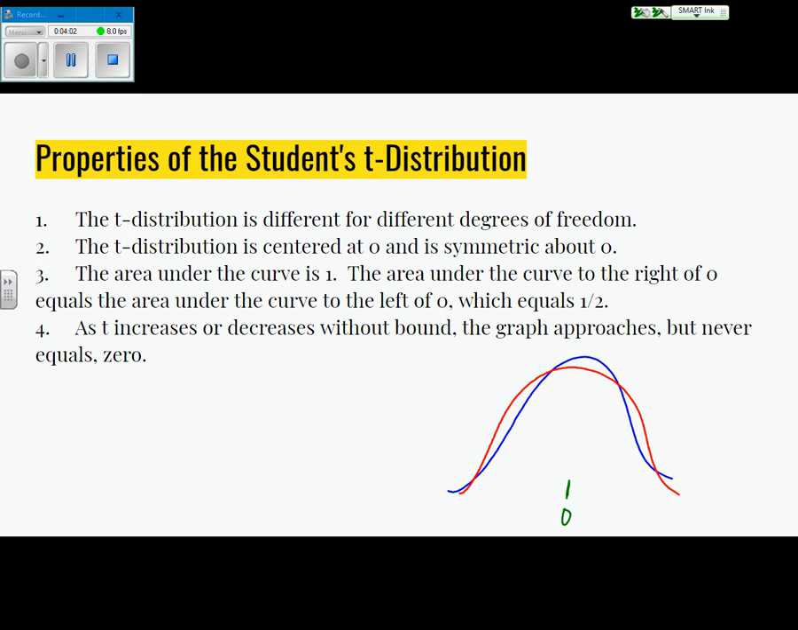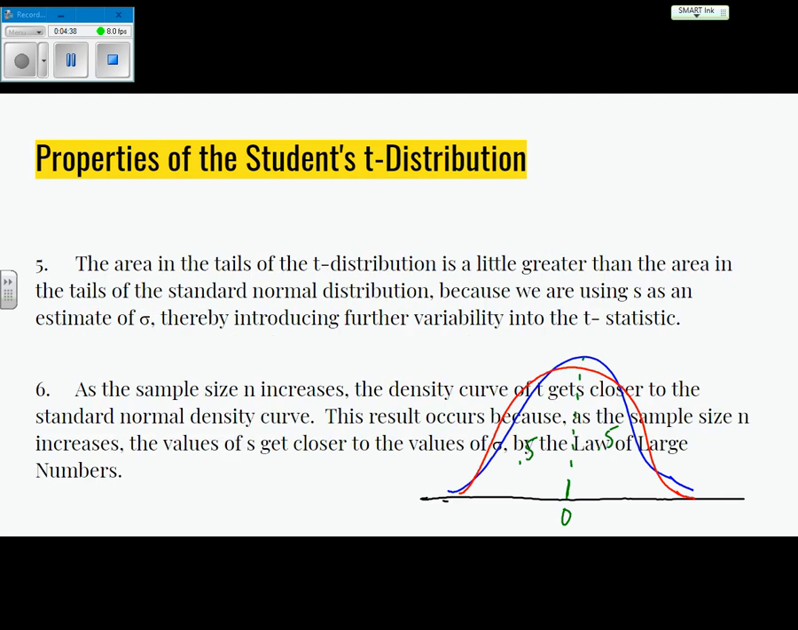Okay? The total area underneath both of these curves is 1. And so that means I have 50% of my area to the left of this line, and I have 50% of my area to the right of this line. As t increases or decreases without bound, it never comes down all the way to 0. It's going to get really close to 0. It's going to approach 0, but it's never going to quite get there. It's going to look like it does, but it's never going to quite get there. Okay? All looking very familiar, I hope. This is very similar.